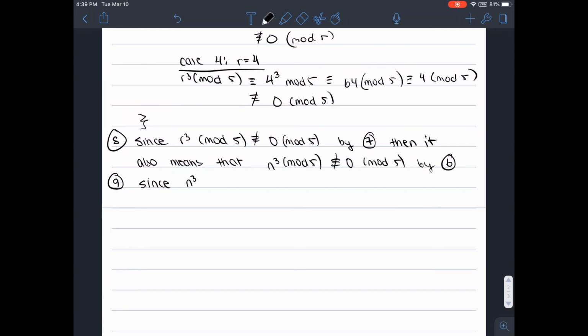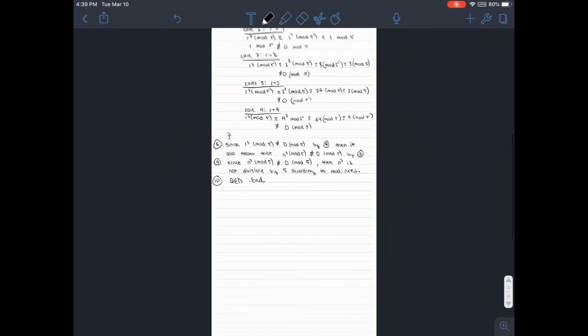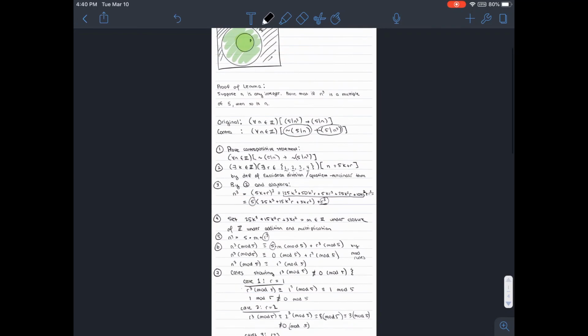Since n cubed mod 5 is not equivalent to 0 mod 5, then n cubed is not divisible by 5 according to mod rules. Having proven the contrapositive, we have also thus proven the full proof. So we end the proof here. And that's an example of a proof by contraposition.